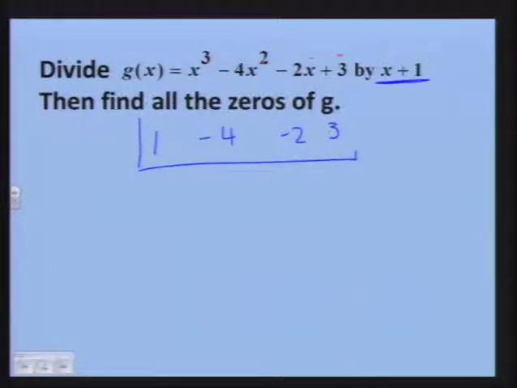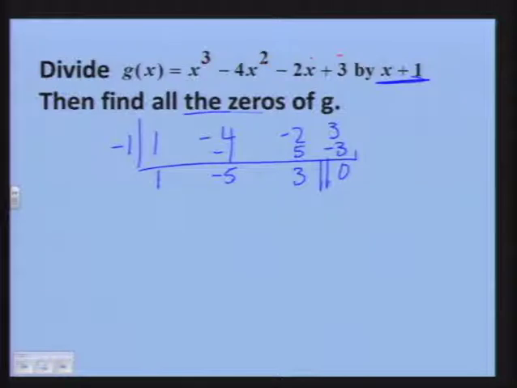Since this is x plus 1, x would equal negative 1 if I set it equal to 0. So I'll run through a negative 1. Bring down the 1. Negative 1 times 1 is negative 1. Add. Negative 1 times negative 5 is positive 5. Add. Negative 1 times 3 is negative 3. Oh, can you see what they're doing?